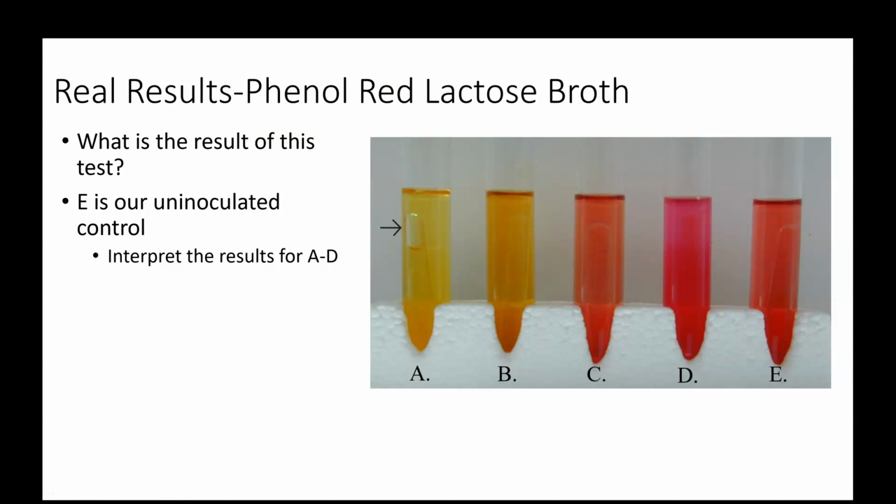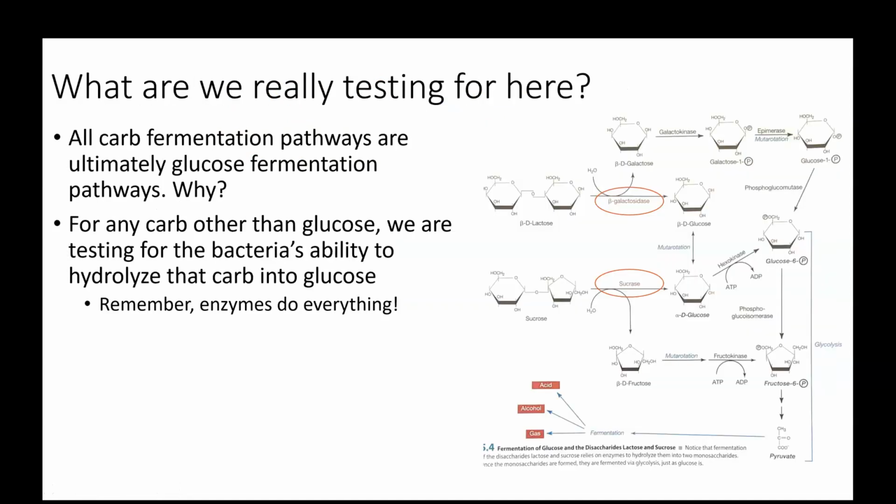the phenol red broth. So let's take a step back here and really think about what we're actually testing for. Let's remind ourselves how glycolysis works. Remember that glucose turns into glucose 6-phosphate. Glucose 6-phosphate turns into fructose 6-phosphate. Fructose 6-phosphate eventually turns into pyruvate, and so on, right? This is glycolysis, and the starting material for glycolysis, of course, is glucose.